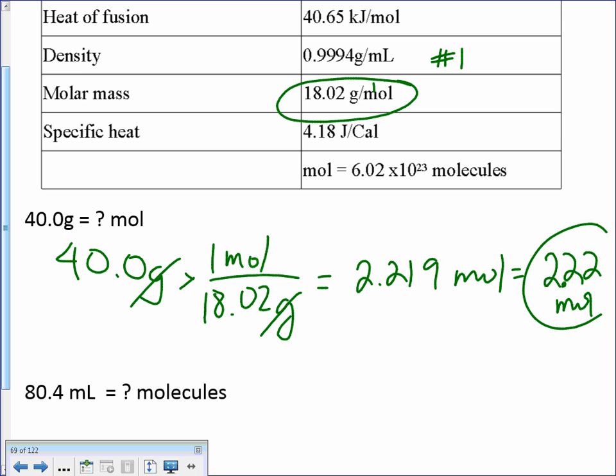Maybe with molar mass, right? Okay, because I need to eventually get down to this molecules thing. So number 2 conversion factor would be this gram to mole ratio. And so now I've gotten rid of grams. I'm in moles. What's my next step?